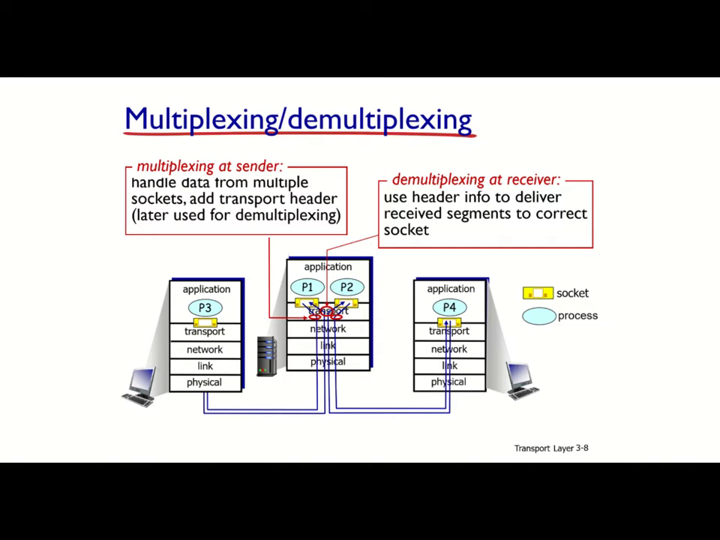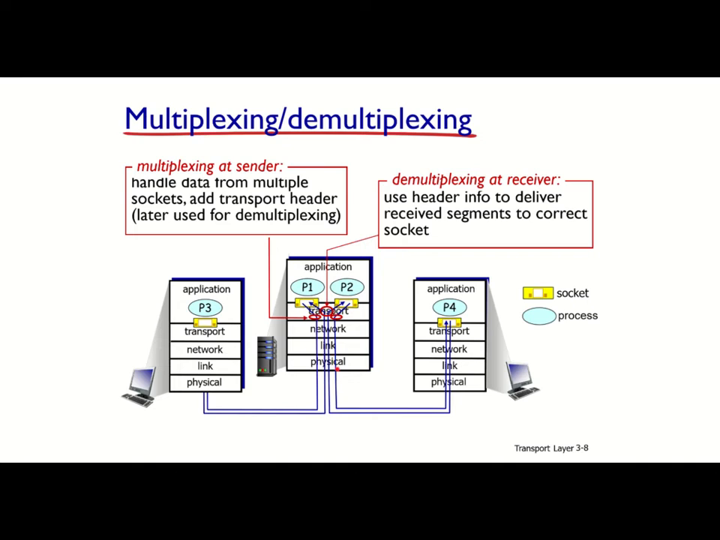So the service of the transport layer protocol is multiplexing at the sender side and demultiplexing at the receiver side. In order to explain multiplexing and demultiplexing, let's consider this figure. In this figure, we have three hosts: the left host, the right host, and the middle host. The left host runs a process called P3.